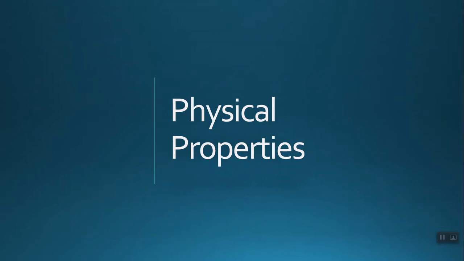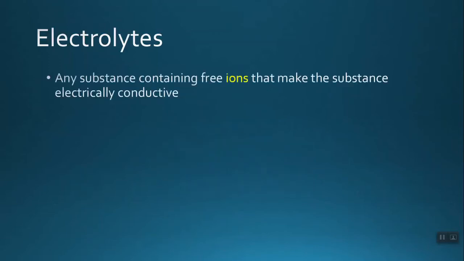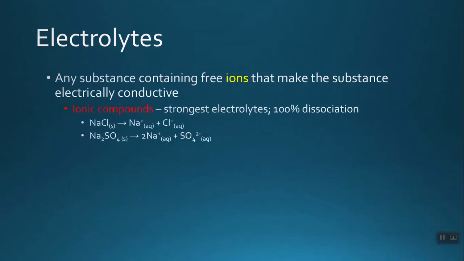Next, we're going to talk about physical properties of solutions. First, we're going to discuss electrolytes. This is probably something that is familiar because we talked about it earlier on in the year. An electrolyte is any substance containing free ions that make the substance electrically conductive. Okay? Ionic compounds, we talked previously, are our strongest electrolytes because there's 100% dissociation in water.